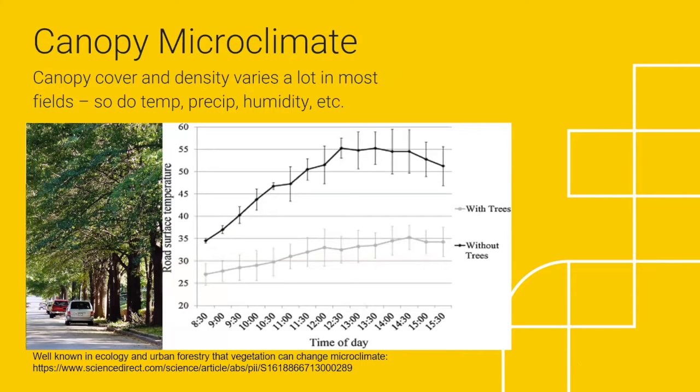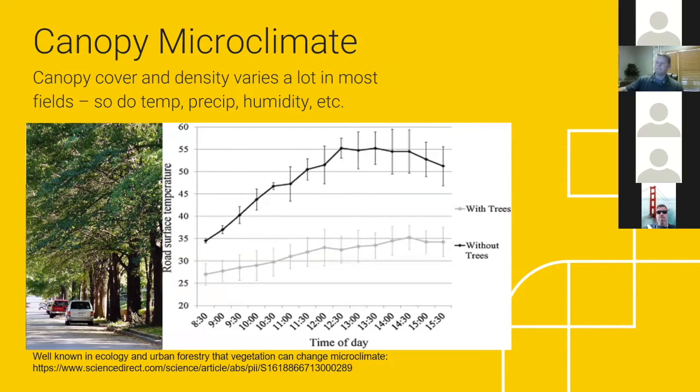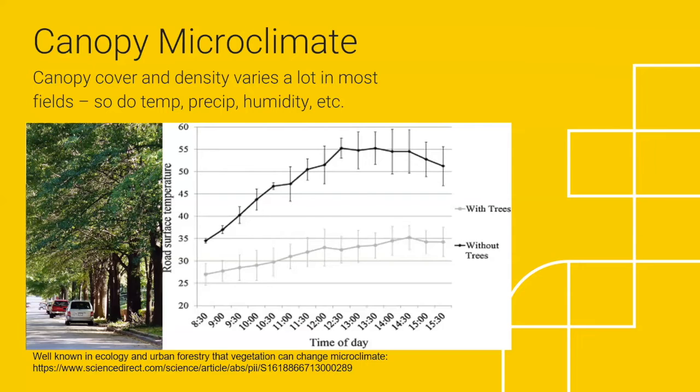And so, clearly the microclimates, local conditions in an individual field, vary considerably from your standard temperatures recorded at the weather station. And so this is very well documented in urban forestry and ecology. It's also very well documented in alpine treeline ecology.